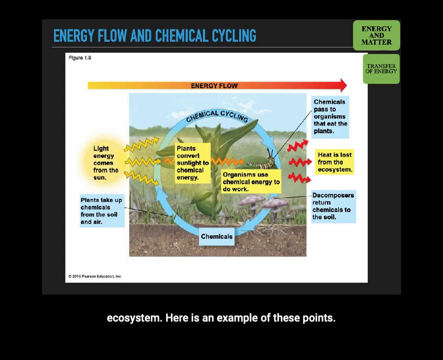Here's an example of these points. You can see the arrow indicating energy flow through the system. For chemical cycling, plants take chemicals up from the soil and the air. Those chemicals in plants are passed to the organisms that eat them, and then decomposers like fungi and bacteria break down leaf litter and dead organisms, and return the chemical to the soil.